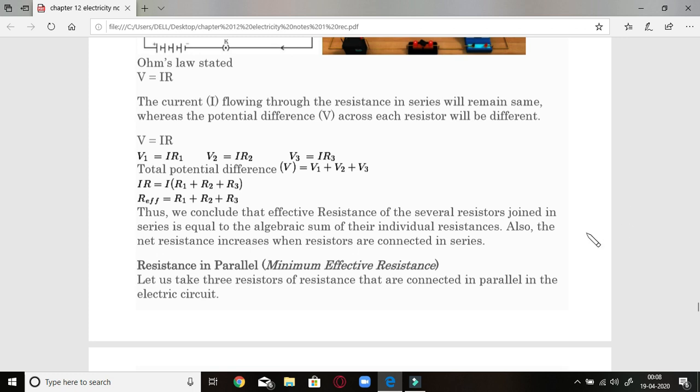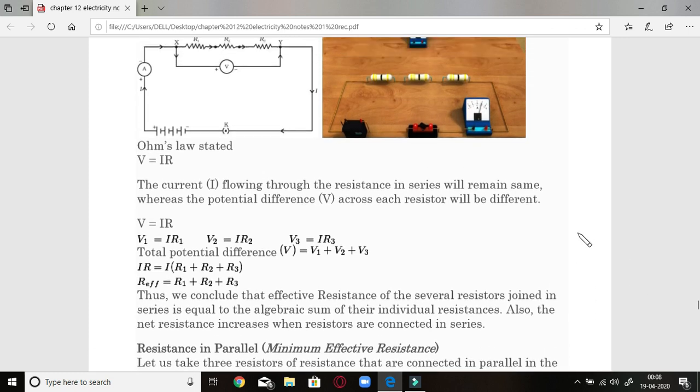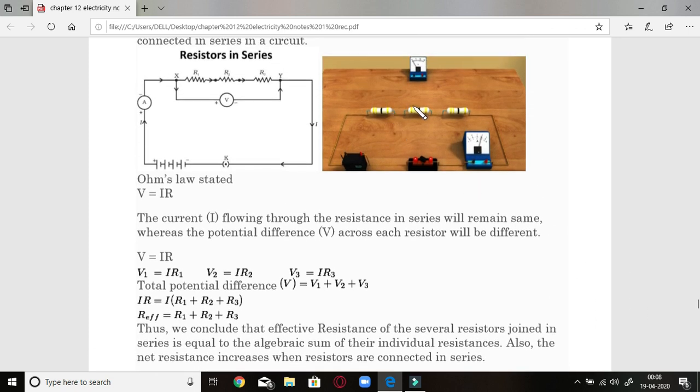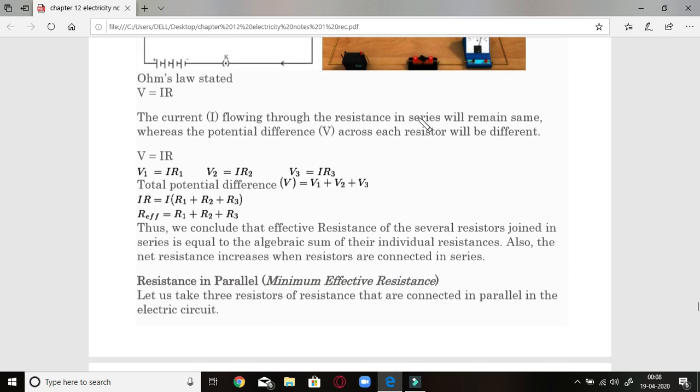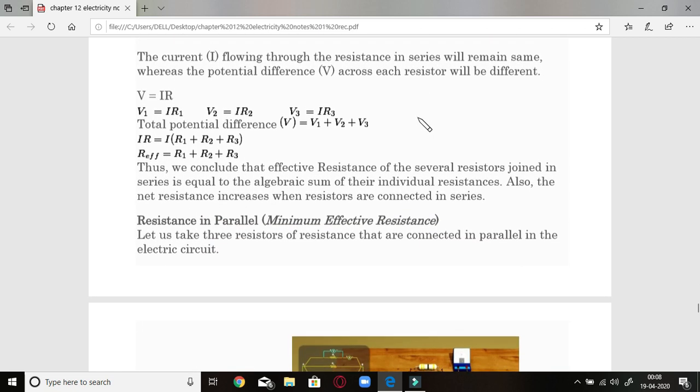This means that if you use a resistance of 1 ohm each, the total resistance comes out always to be 3 ohm in this case, which is very high. Okay, this means current value will be very low passing through it.